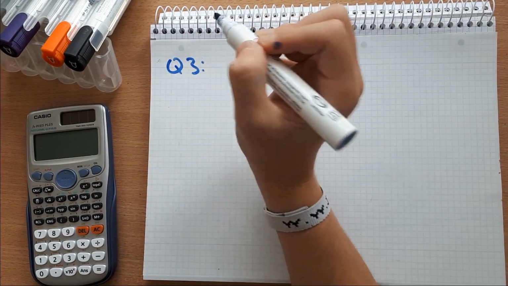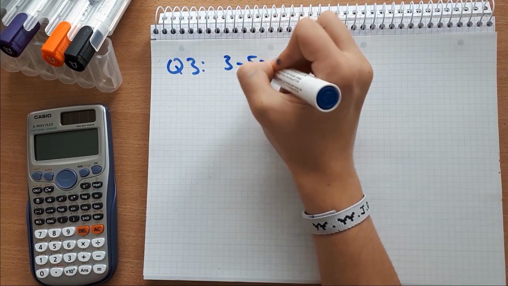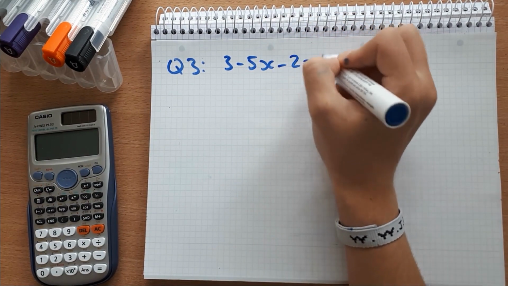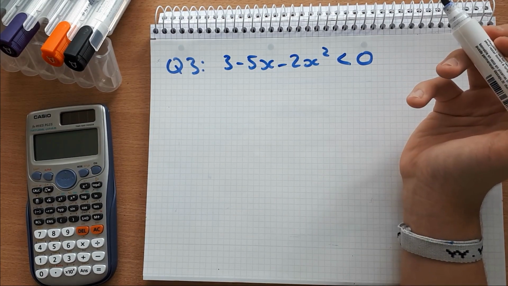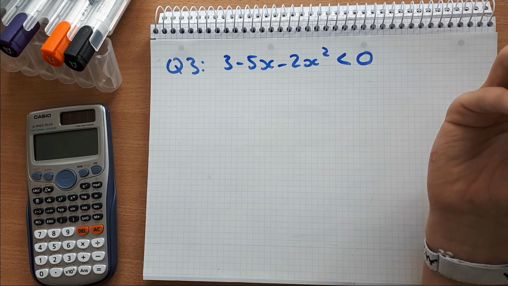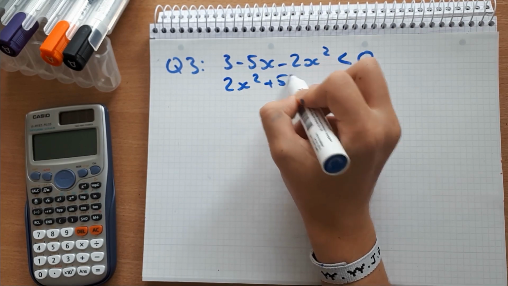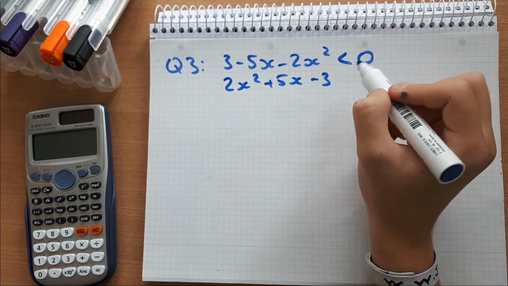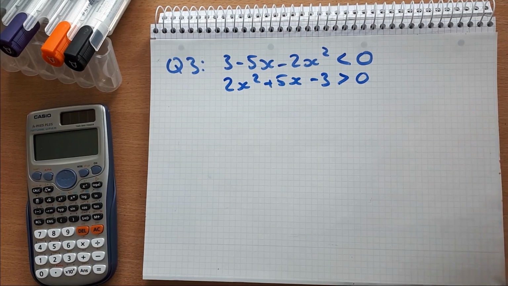Anyway, next question. We are going to use a negative curve. So we all know what a negative curve looks like. This is question 3 here. Negative curve is a sad curve. Our equation is 3 minus 5x minus 2x squared, and this is less than 0. So we factorize, and what you can do to factorize is just convert this to 2x squared plus 5x minus 3, and then you flip the sign and you get 0 there, obviously, but that's not what we're doing.